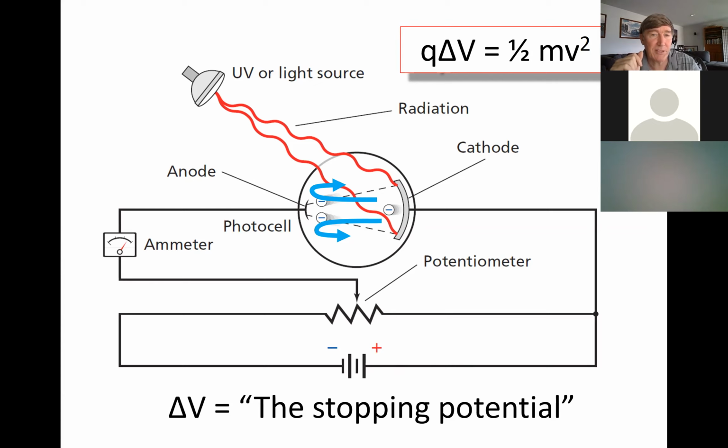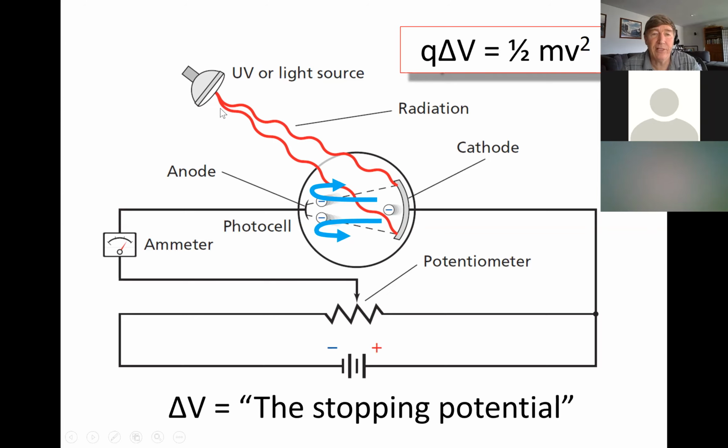And that's the reason the scientists did this. They wanted to know how much energy did these electrons have that they got from the light. Okay, because what they really wanted to do is they really wanted to measure what is the energy of the light. That was what they were ultimately after.